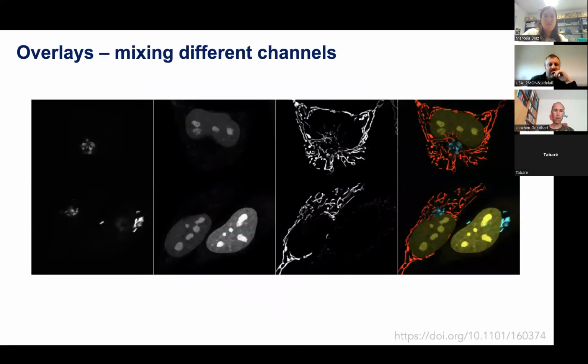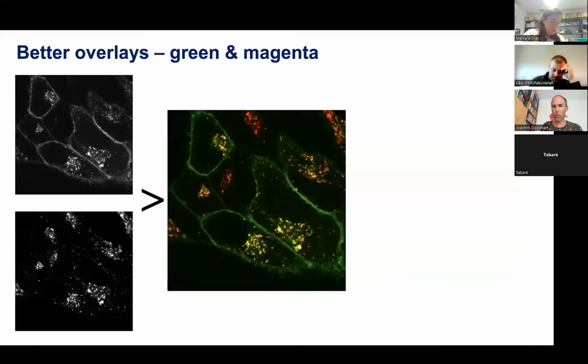Okay, and then in microscopy, of course, you have a special case because we often have multi-channel data and then we want to make overlays. So to each channel, you assign a different color and you can make a nice color overlay. And usually when the structures are very well separated, like here, then it doesn't really matter what kind of colors you use.